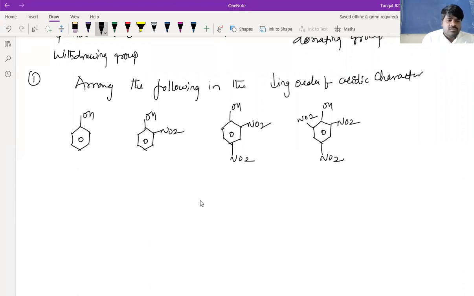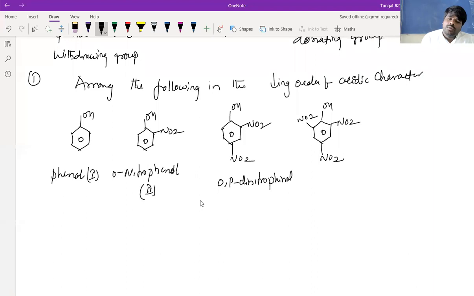So assume this is your phenol, let us assume this one. Nitrophenol, orthonitrophenol, let us assume this is 2. This is ortho, para dinitrophenol, this is your third. This is 2,4,6 trinitrophenol, this is your fourth structure.